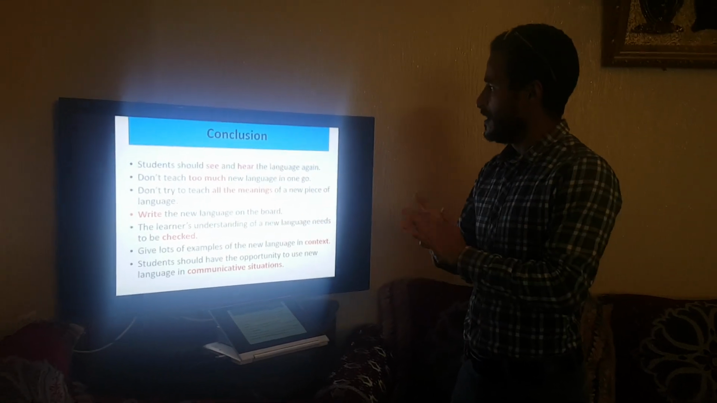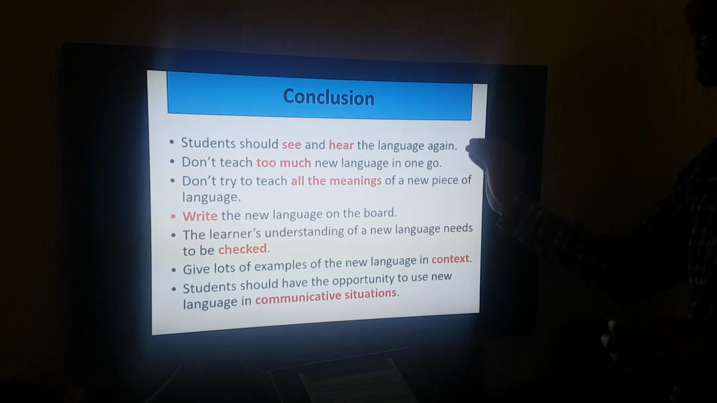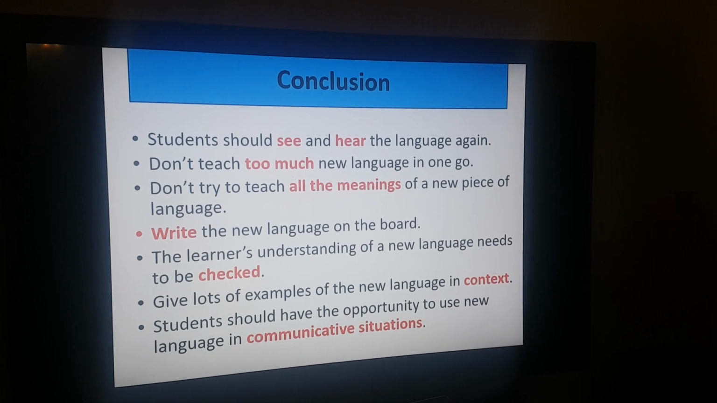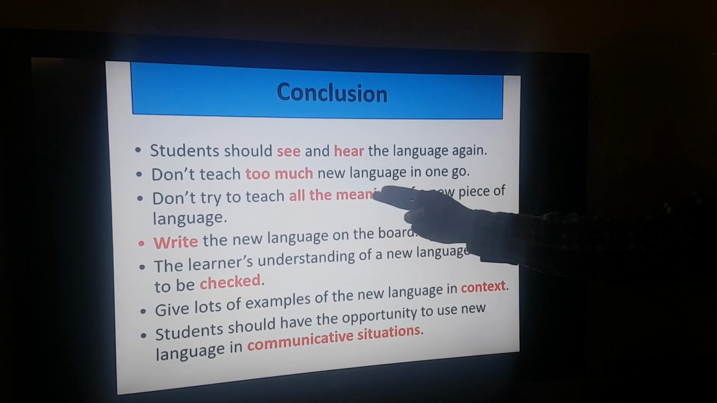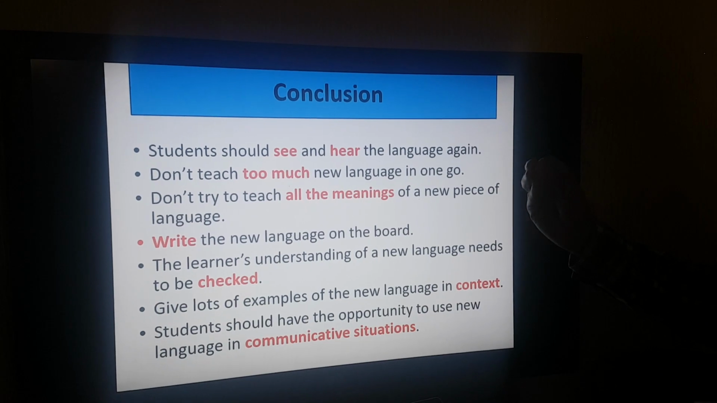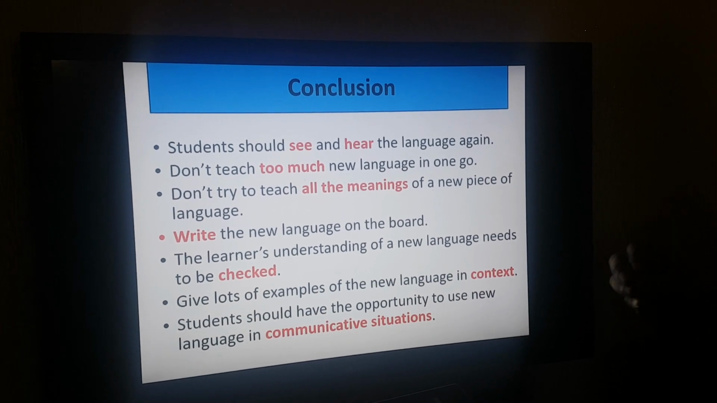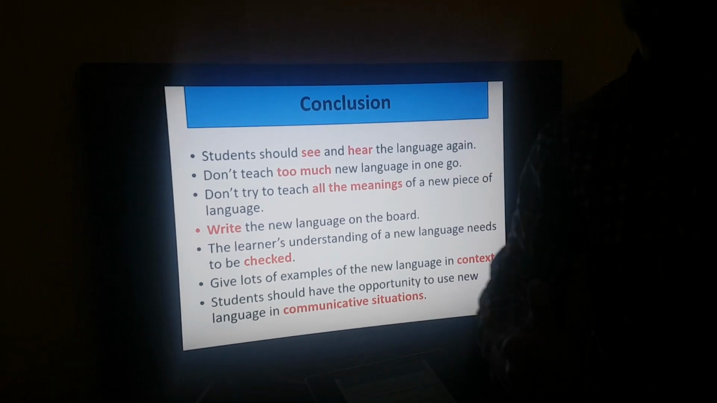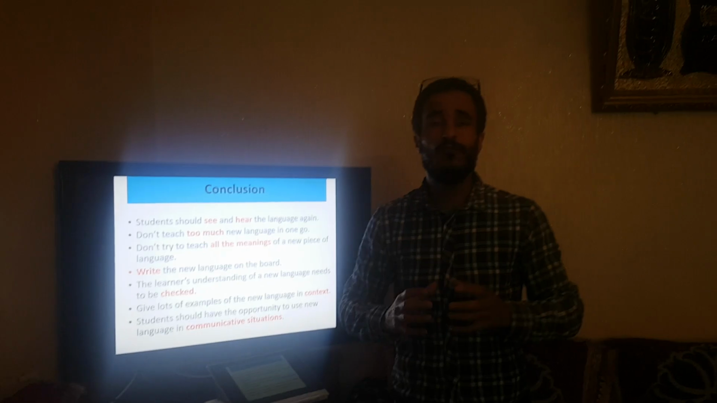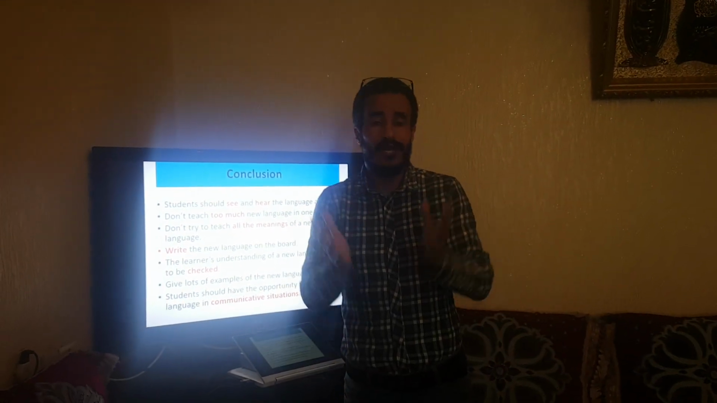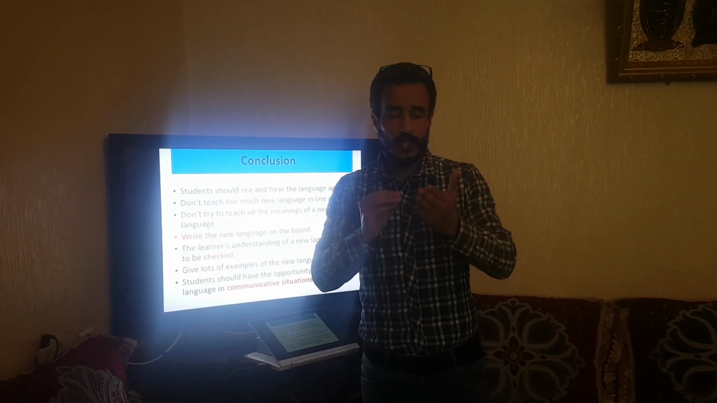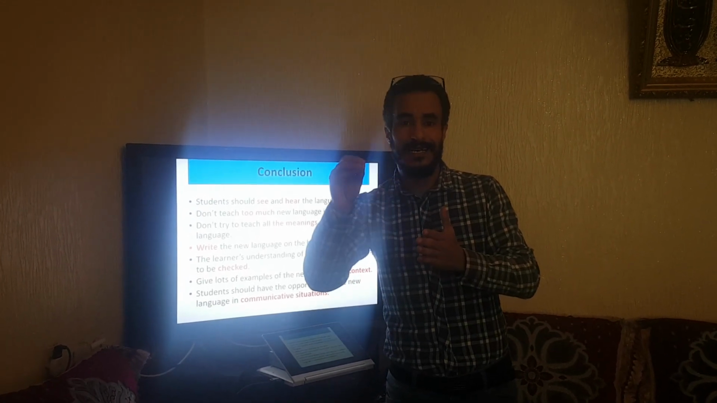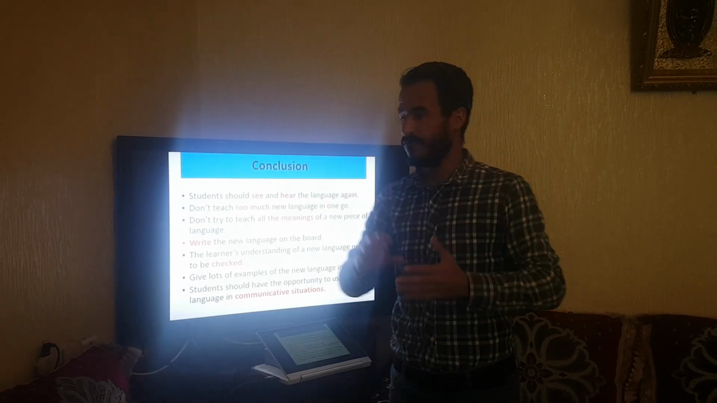Now, as a conclusion, students should see and hear the language again. When we say see, it's spelling, how it is written. Hear is pronunciation. Number two, don't teach too much new language in one go. Don't teach many vocabulary words. Don't try to teach all the meanings of a new piece of language. For example, the verb to get has more than 126 meanings. So you cannot teach all these meanings. You teach only one or two meanings, because you take into account the lesson and the textbook, what's the meaning in that context.